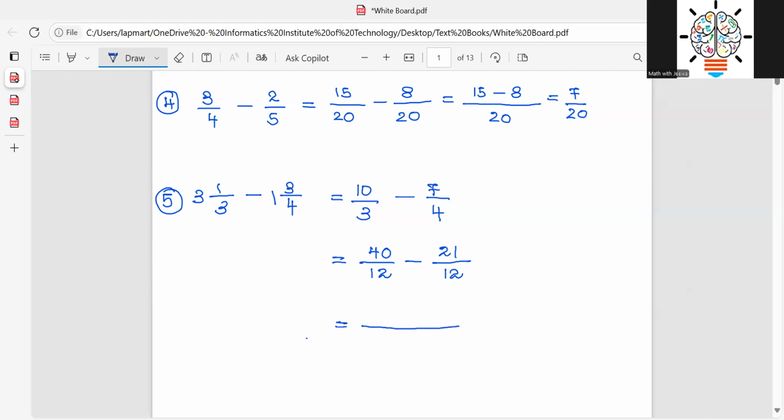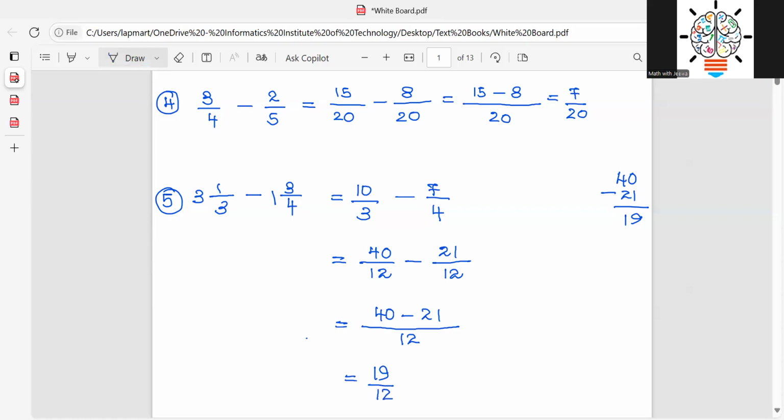So then I have 12. Then I write 40 minus 21. So then you quickly do 40 minus 21, subtraction. So then what is the answer? It is 19. Right? So then here I write 19 over 12.